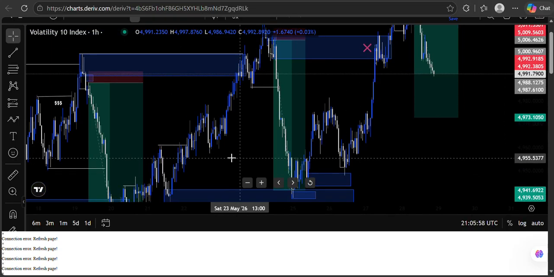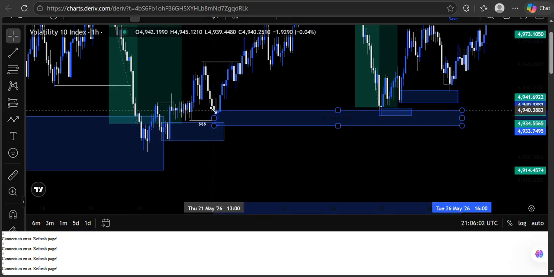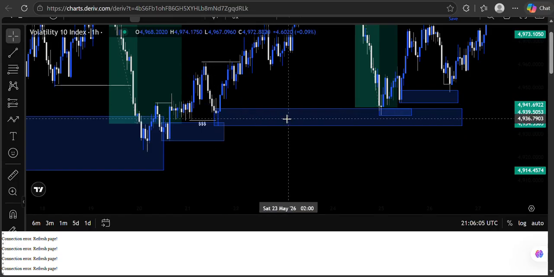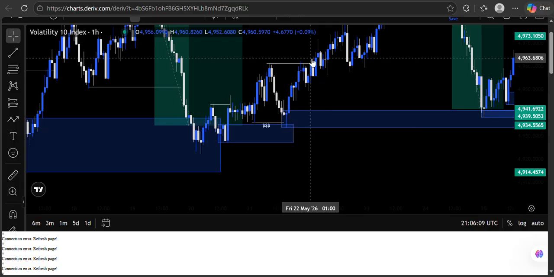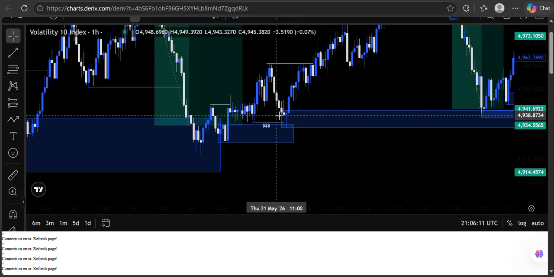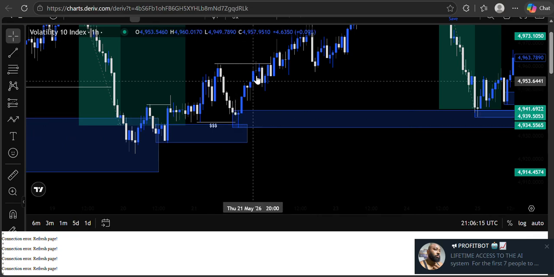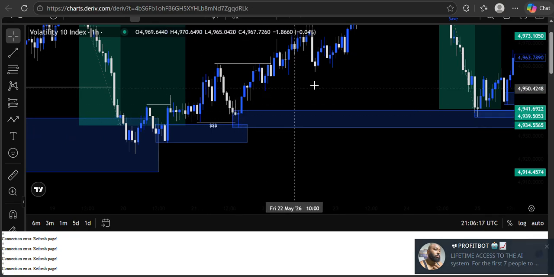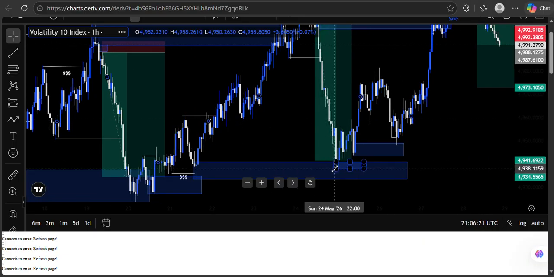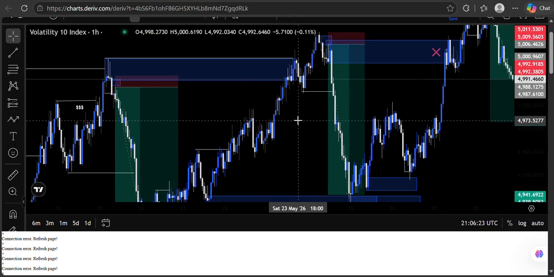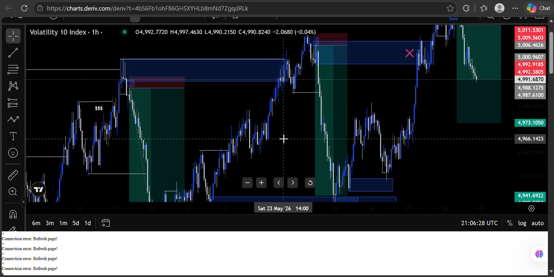We saw this break of structure to the upside caused by this beautiful order block right here. This becomes a valid demand zone. This order block did not just break structure, it swept liquidity. It took out the previous low here, swept that order's low, and broke structure to the upside. We saw this big rejection there, so we are expecting price to come in and tap it to buy. That's what we were expecting.